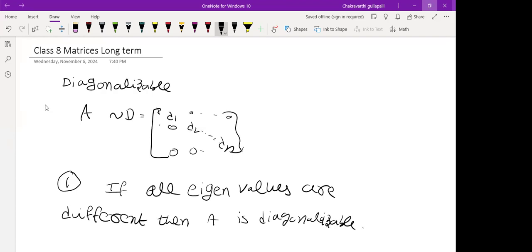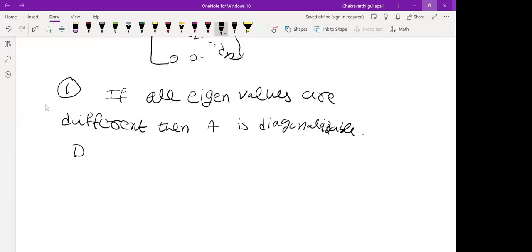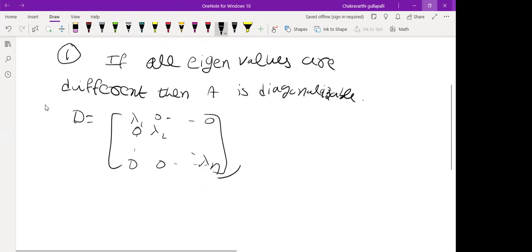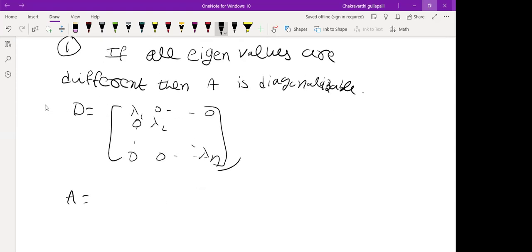And what is the diagonal form in that case? The diagonal form is given by the eigenvalues diagonally, remaining all zeros. So you need not apply elementary operations, directly you can get the diagonal form. If it is diagonalizable, that means all eigenvalues are different, then the diagonal form is given by this. What are lambda 1, lambda 2, lambda n? They are the eigenvalues. Then what is the relation between A and D? The relation between A and D is given by A is equal to P D P inverse.